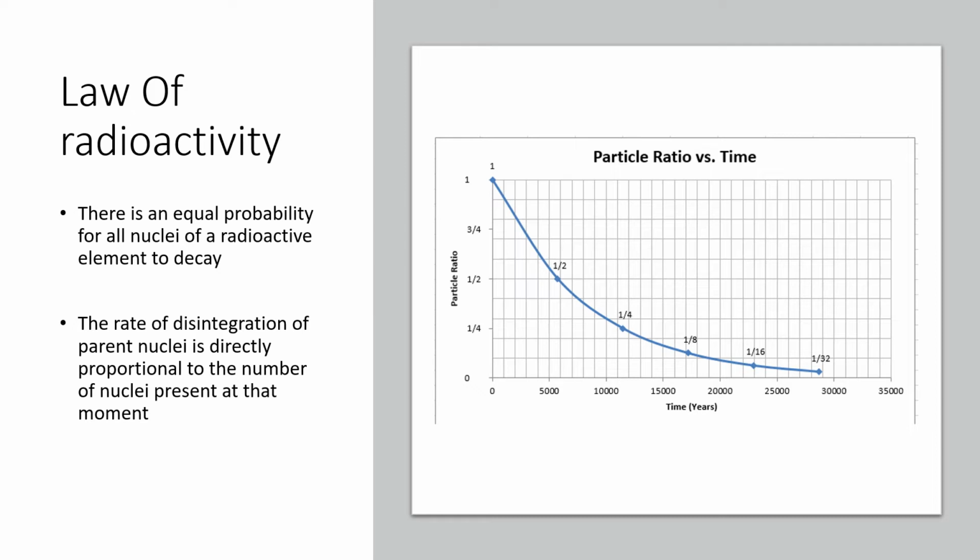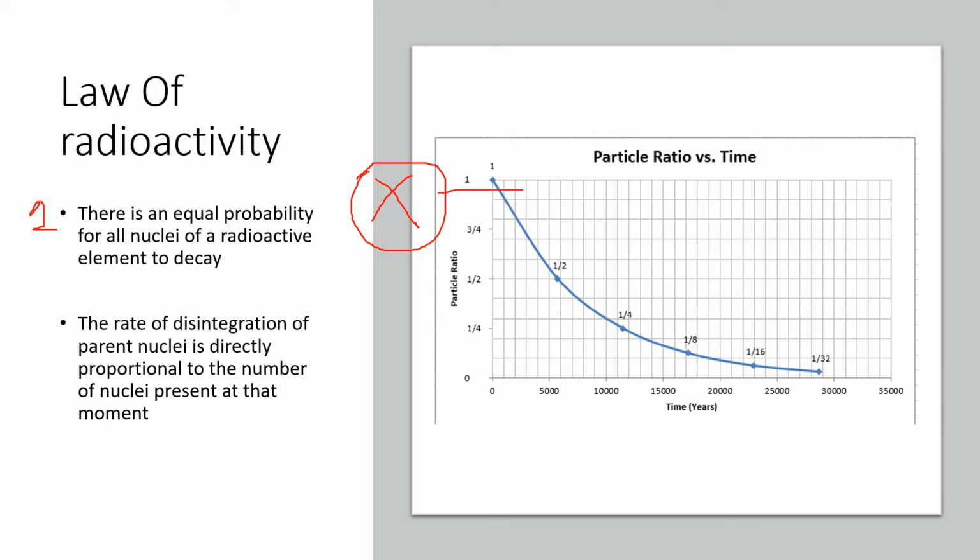So see, law of radioactivity is composed of 2 statements. The first statement is there is an equal probability for all nuclei of a radioactive element to decay. This simply means that for an atom, let's say an atom of X to decay, it doesn't depend on the concentration of X in the system. It simply is a probability which is independent of time. Okay, independent of time and also independent of concentration.